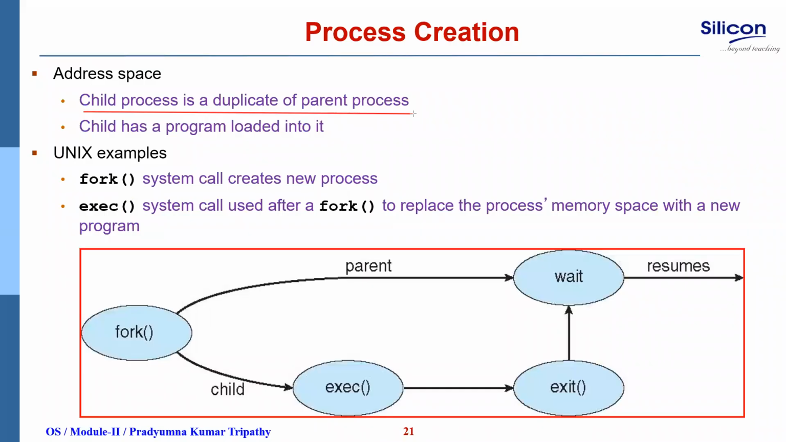So initially it will be just a duplicate of the same, or the child has a program loaded into it. Suppose I create a child, it is initially a duplicate of the parent, or I may want the child to execute another program of its own. These things will be better understood when you implement them in the lab, how these processes are created and how you can execute a program in the child process itself.